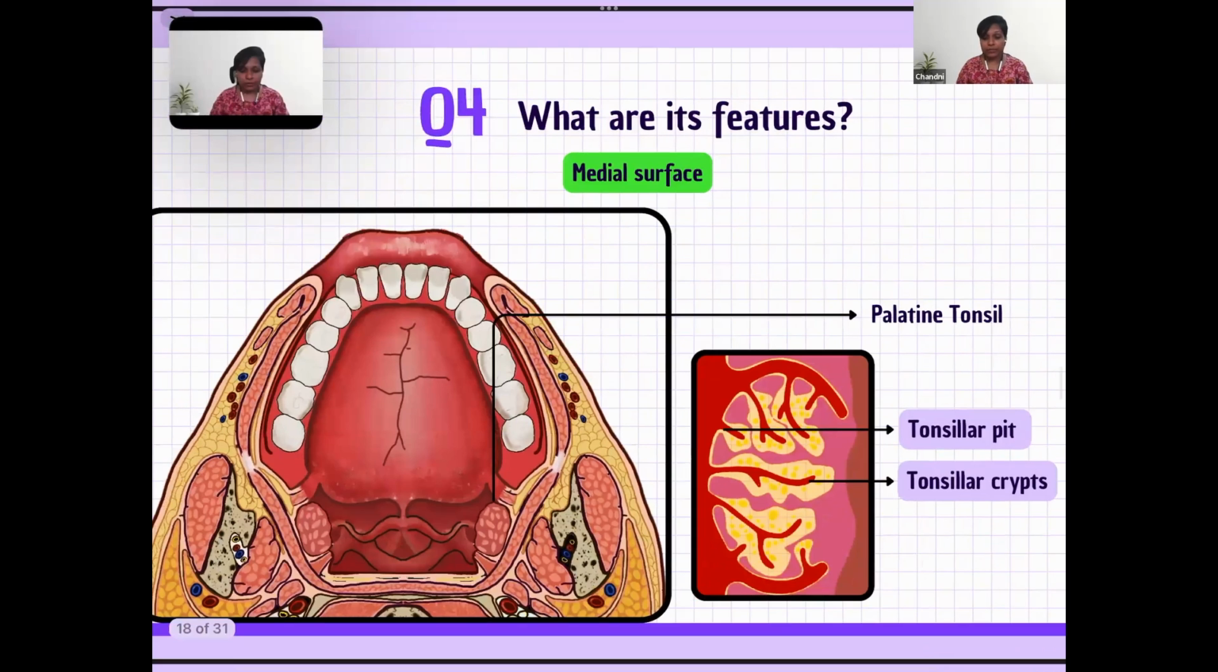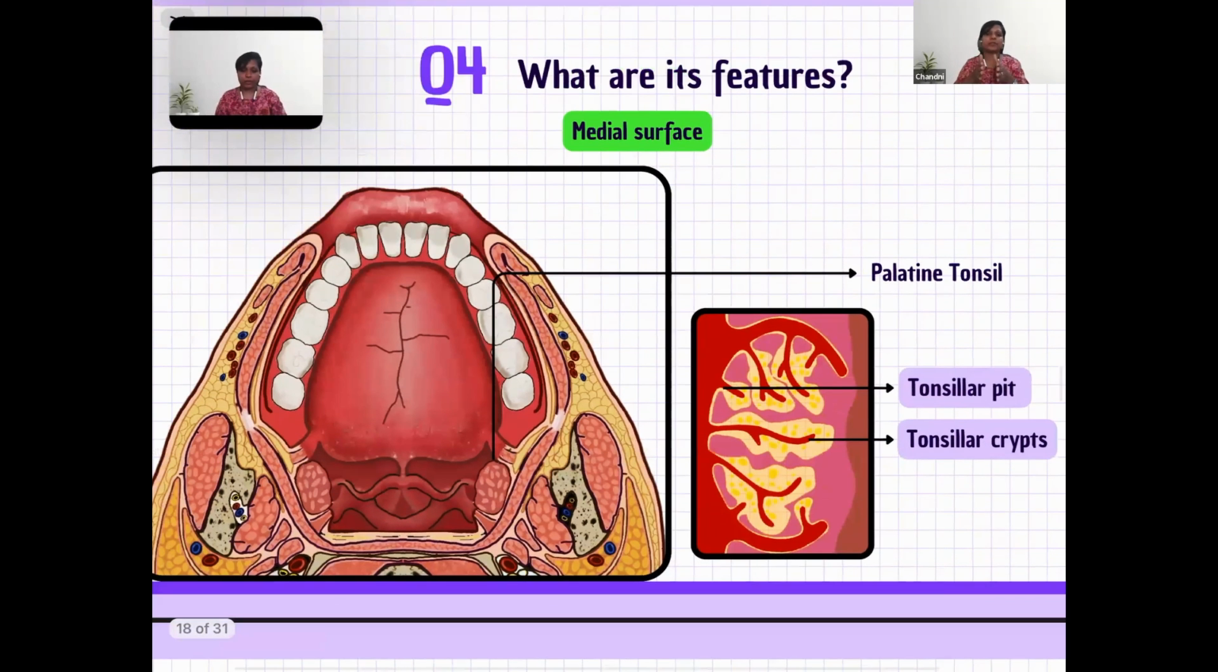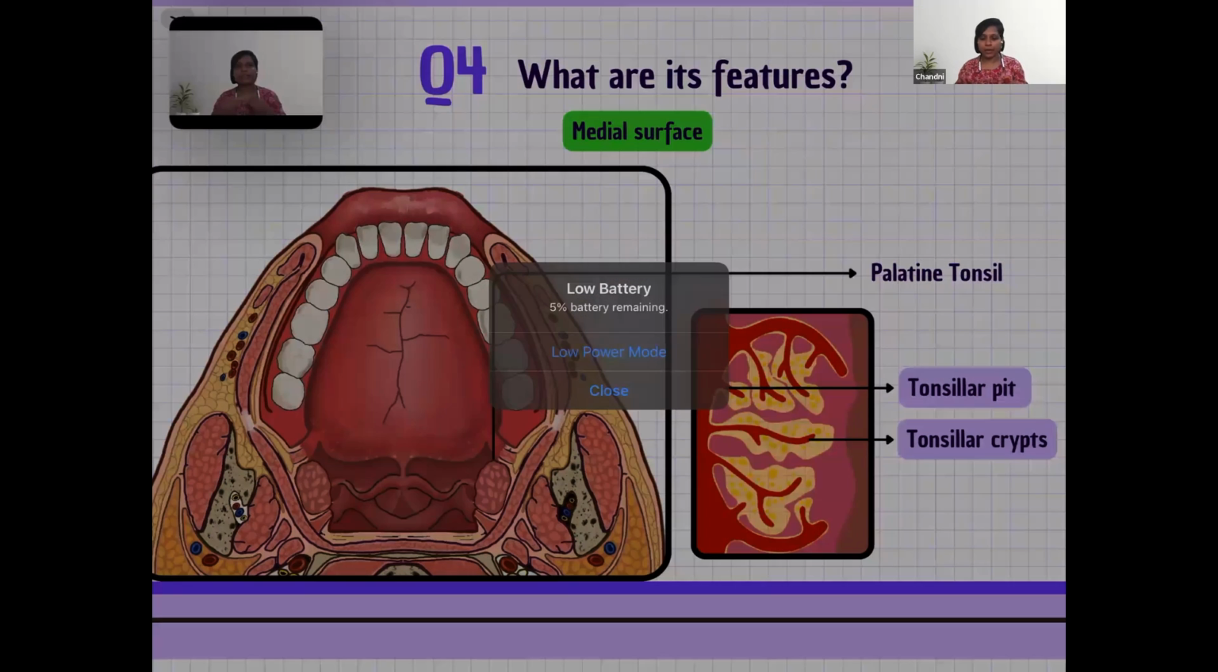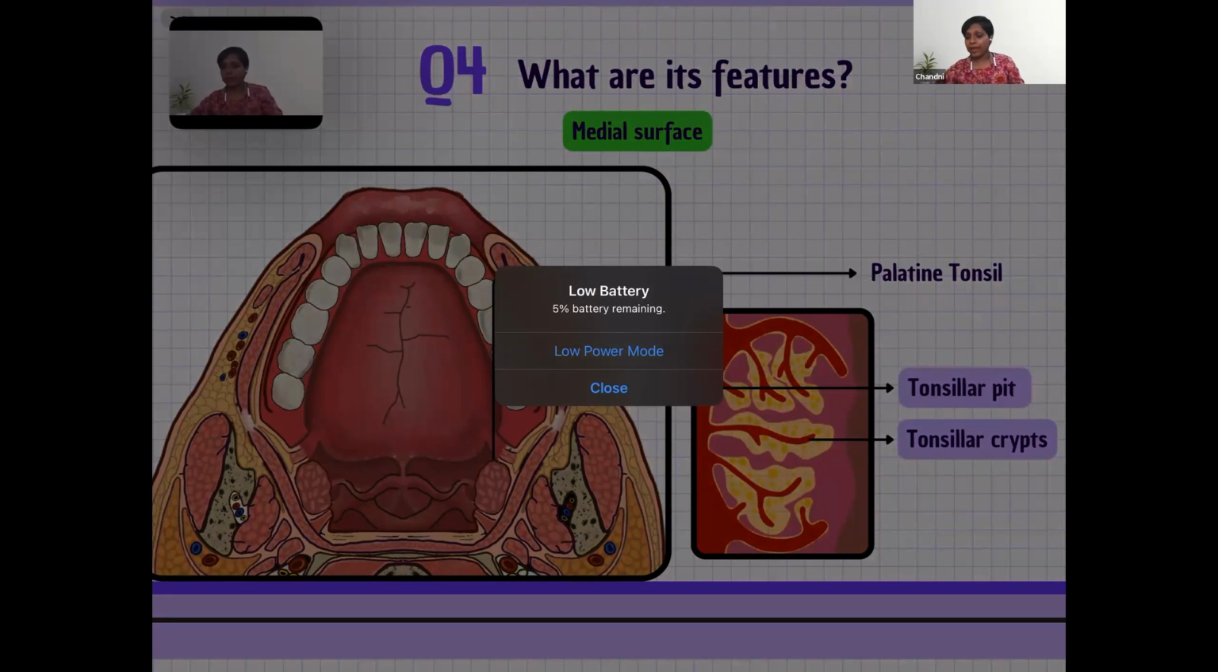What are the other features? Now, this is where it gets interesting. It has an inner surface. Inner surface means towards the midline. Anything that is towards the midline is called medial. So the medial surface faces the mouth area, which means if you think about it, whatever you put in your mouth, food or drinks, when you swallow, it will come in contact with the tonsils, correct? Which is why it should be lined by an epithelium that can withstand wear and tear.